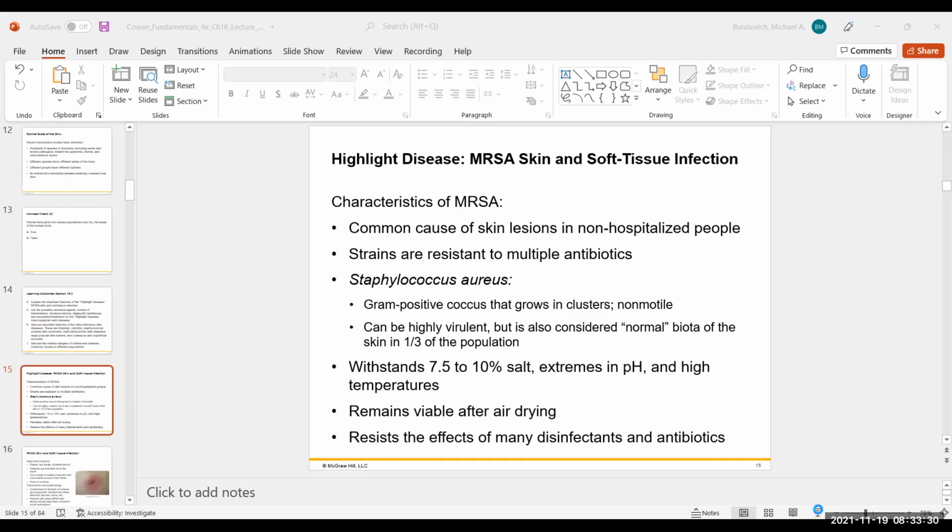Furuncles are deeper infections of skin follicles. Carbuncles are groups of furuncles. Prevention involves regular bathing, antimicrobial soaps, antibiotics, and then sometimes surgical drainage.